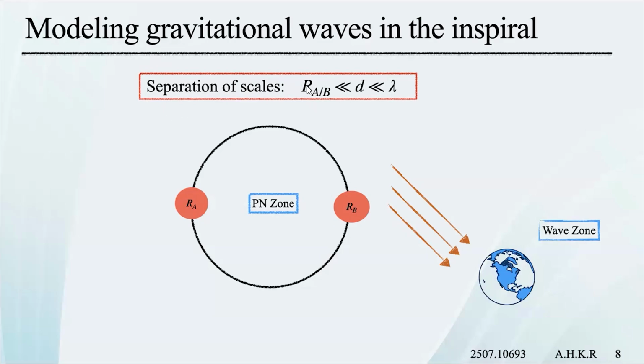And the same applies to the radius. In the late inspiral, the objects are not really very far apart. They are pretty close together. But you can still assume this matched asymptotic expansion holds true. But then, of course, the true test of whether it holds true is you have to compare it to something like a numerical relativity simulation.